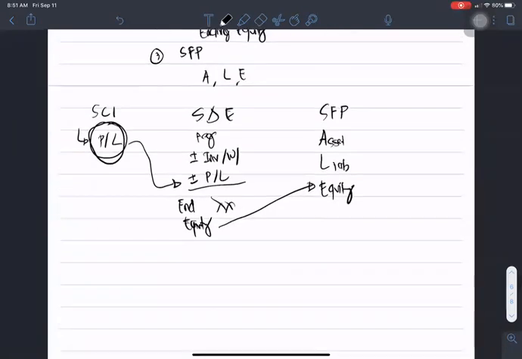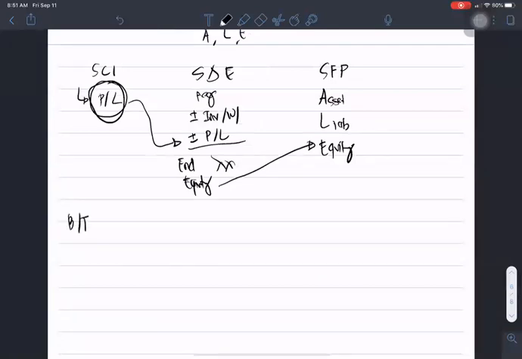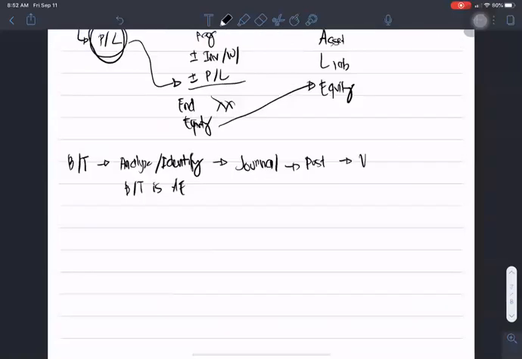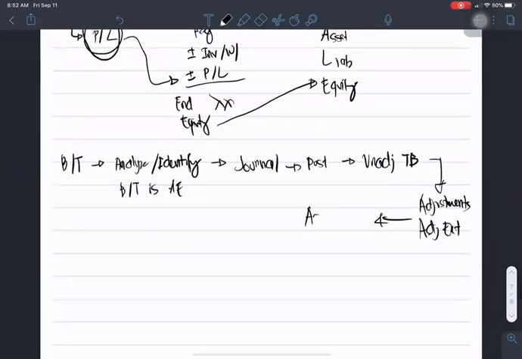Okay, so if we take a look, we first have a business or transaction, and then we analyze or identify whether the business or transaction is an accountable event. After we identify that it is an accountable event, we will journalize. After we journalize, we post it to the ledger. And then we prepare an adjusted trial balance, and after that, we can have any adjustments through the adjusting entries. And then we have your adjusted trial balance. And from your adjusted trial balance, we get your financial statements.